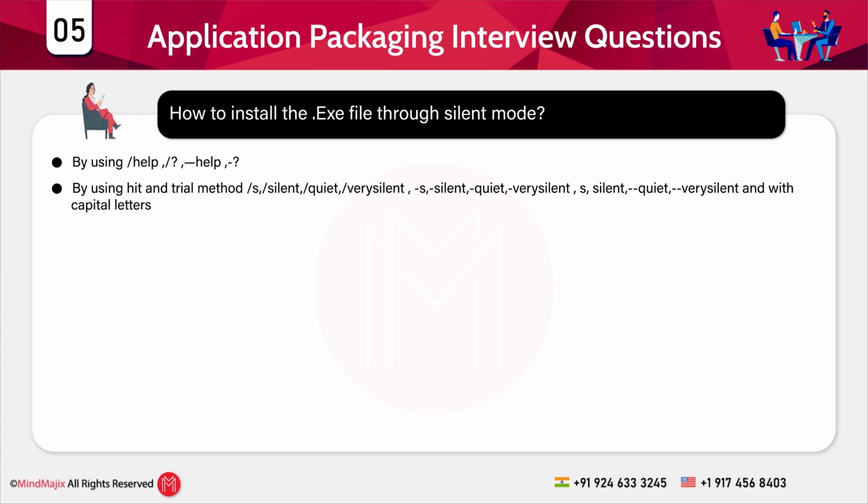Second is by using the hit and trial method. If we are not getting the silent parameter, what are we going to do? There are a few hit and trial methods which we can try to see whether they work or not. They are /s, /silent, /quiet, /verysilent, and -s, -silent, -quiet, -verysilent.